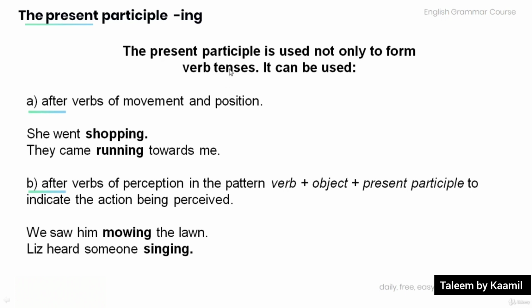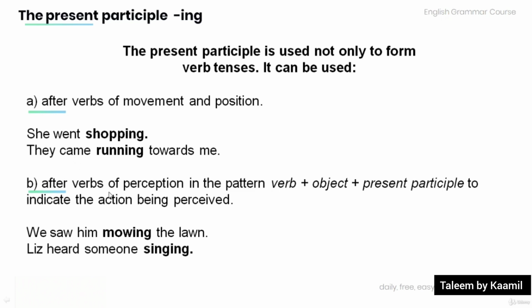Now, the present participle is used not only to form verb tenses, it can also be used A, after verbs of movement and position. For example, she went shopping. After a verb of movement and position, went. They came running towards me. After a verb of movement and position, again, came.